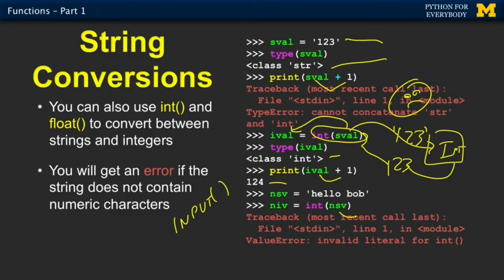If we happen to call int and pass hello Bob in, this code blows up. It says traceback. So even a function can blow up, and our code blows up. The function blows up, and away we go.